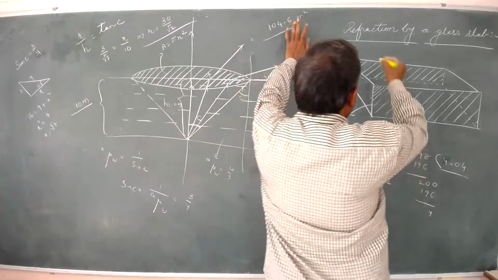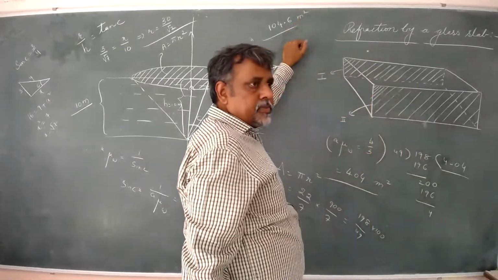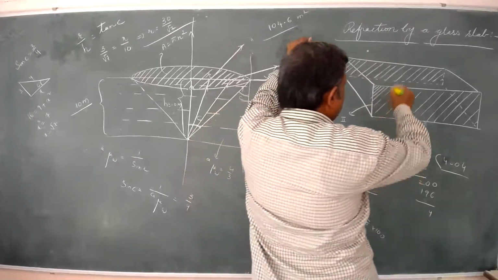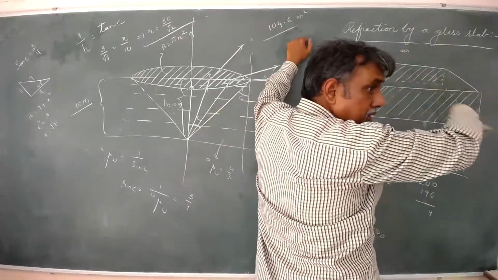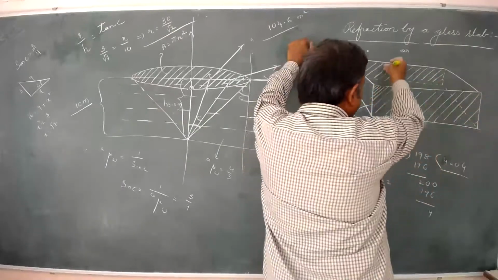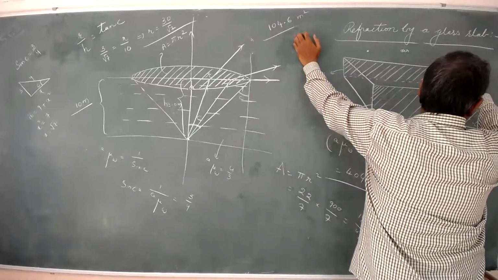I will be placing one object over here. From this object, this is A. This is a glass slab, not a hollow one. This is solid. That means from this surface to this surface, it is all glass. So it is a solid glass.